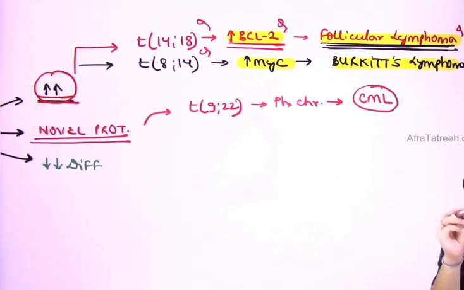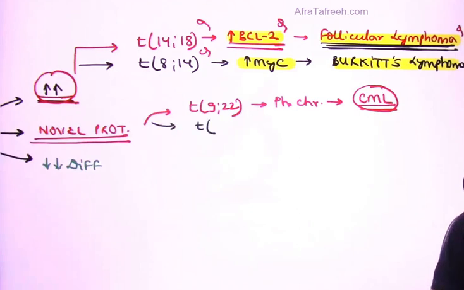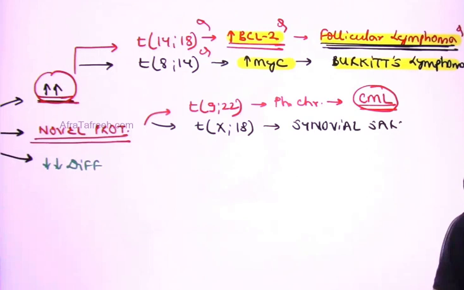So translocation 9;22 causes two genes coming together, BCR and the ABL gene. Both of them fuse together. A new type of protein is produced, a novel chimeric protein, and that is going to be responsible for causing CML. Example number two that the examiners love to go after is translocation X;18. This is going to be associated with development of a tumor that is going to be given the name of synovial sarcoma.